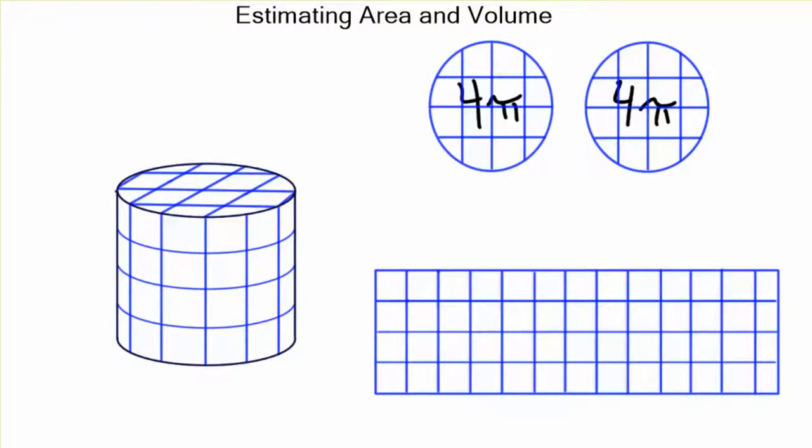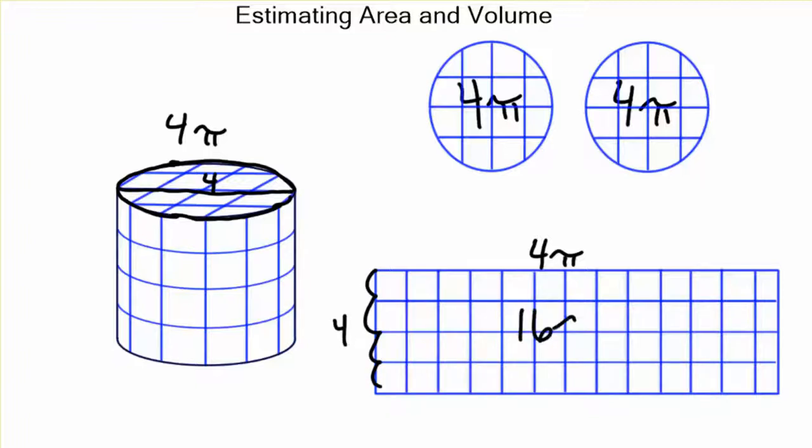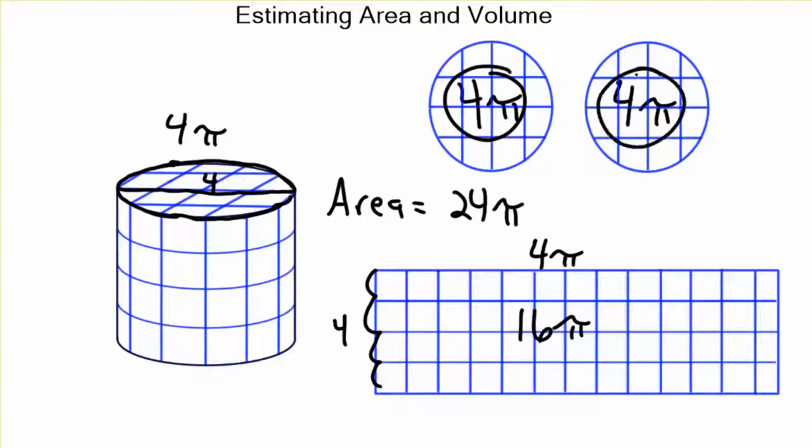Well, how do we find that circumference? Well, we find the diameter, and the diameter goes around the circle 3.14 times. Well, maybe a little bit more than that. It goes around pi times. The circumference is 4 times pi. And the height, of course, is going to be 4. You just count to 4. 4 times 4 pi, 16 pi. So the total area of that cylinder is going to be 24 pi. You just add them all together.